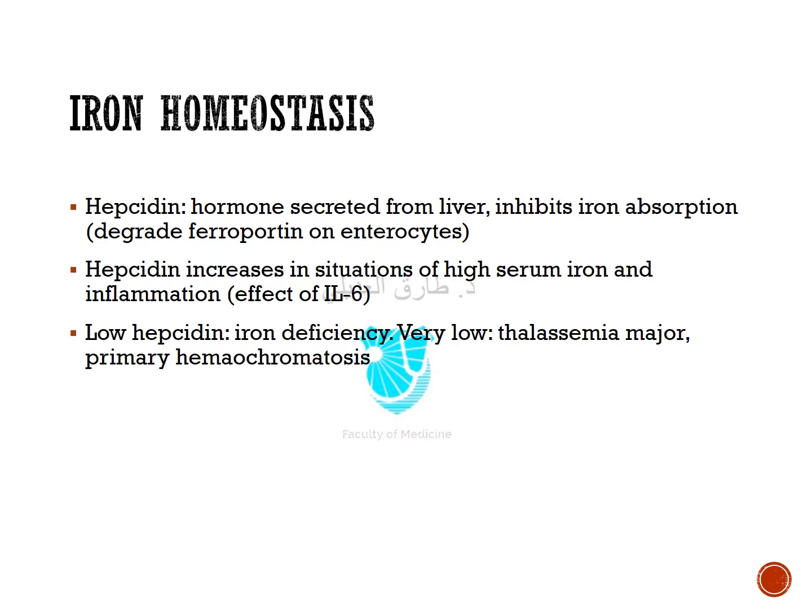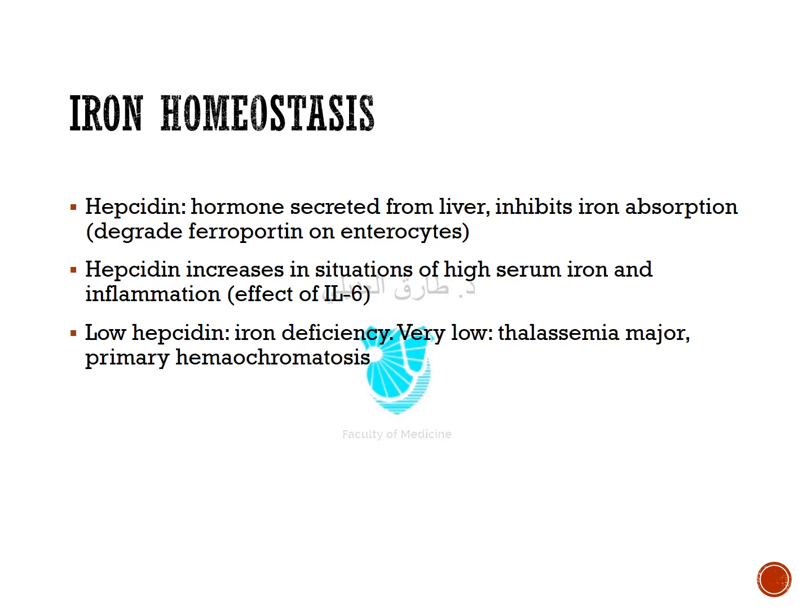There is a hormone called hepcidin. Hepcidin is a hormone secreted from the liver, and it inhibits iron absorption from the gut. This is the function of hepcidin. It degrades ferroportin carriers on the enterocytes, so these cells cannot transport iron and it sheds away from the body.